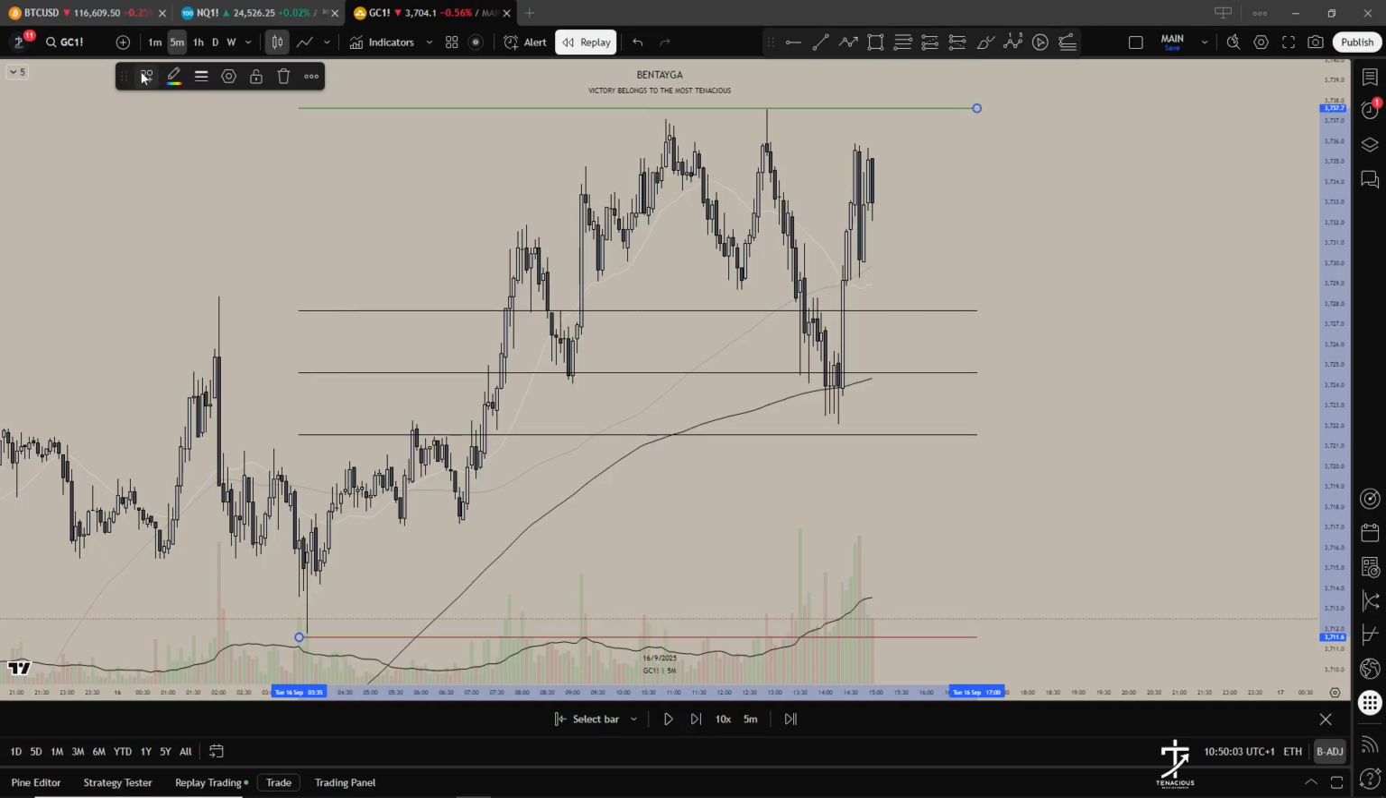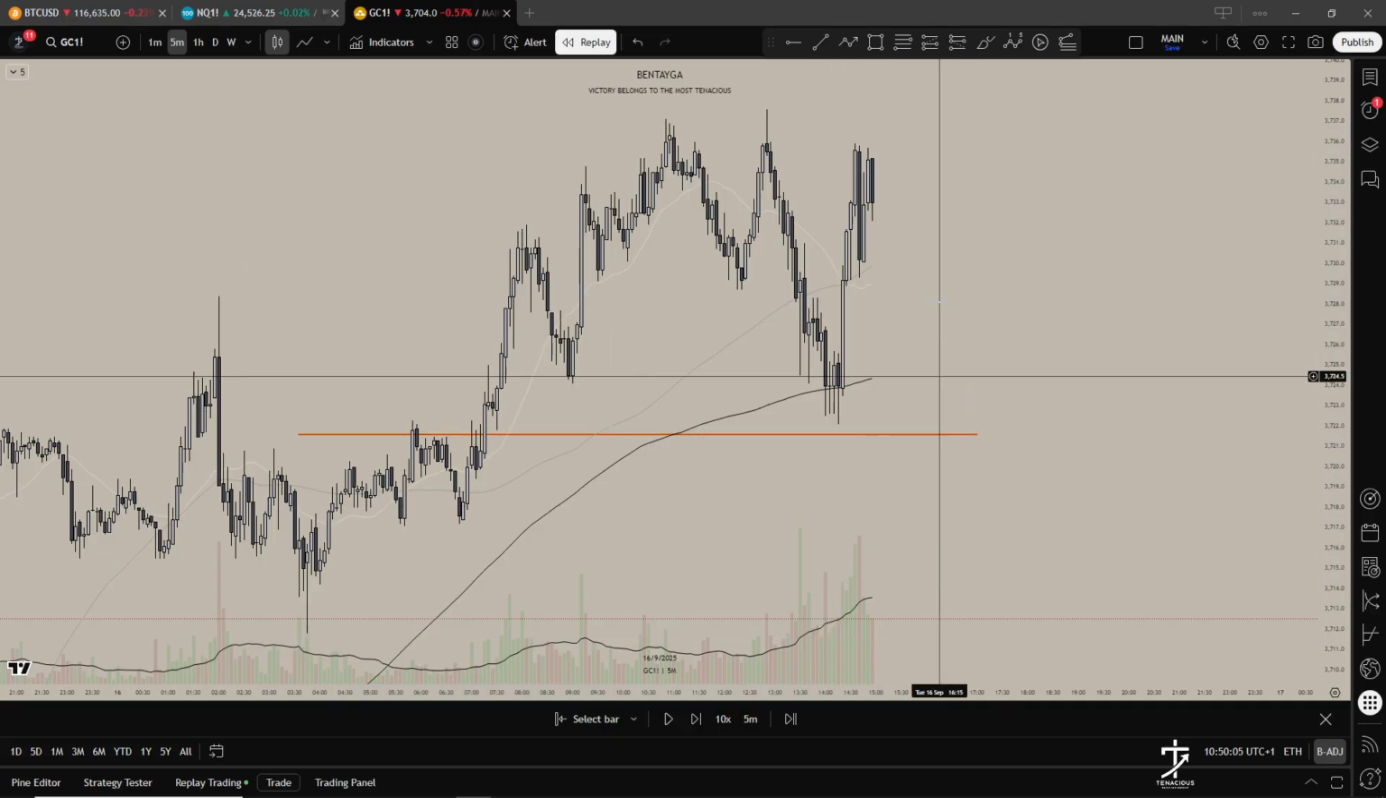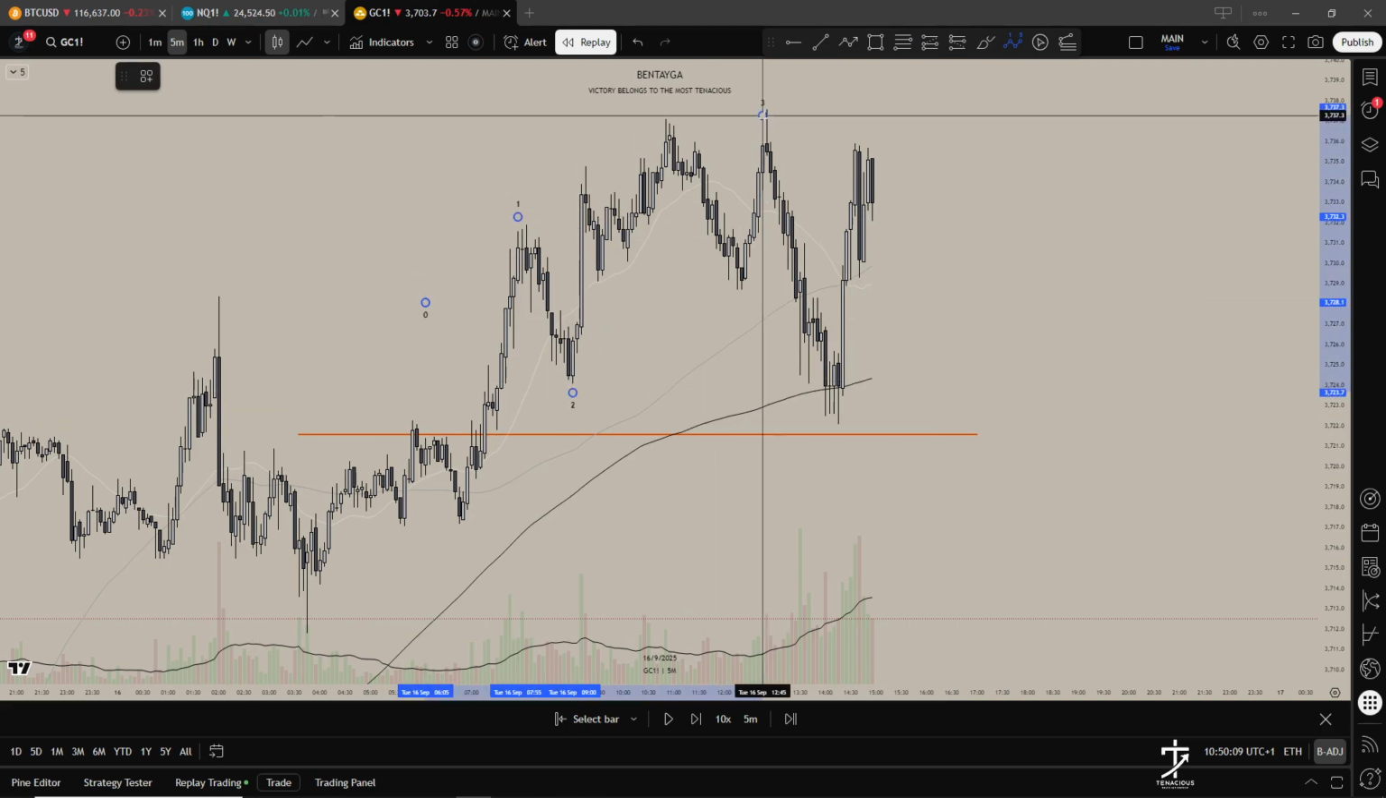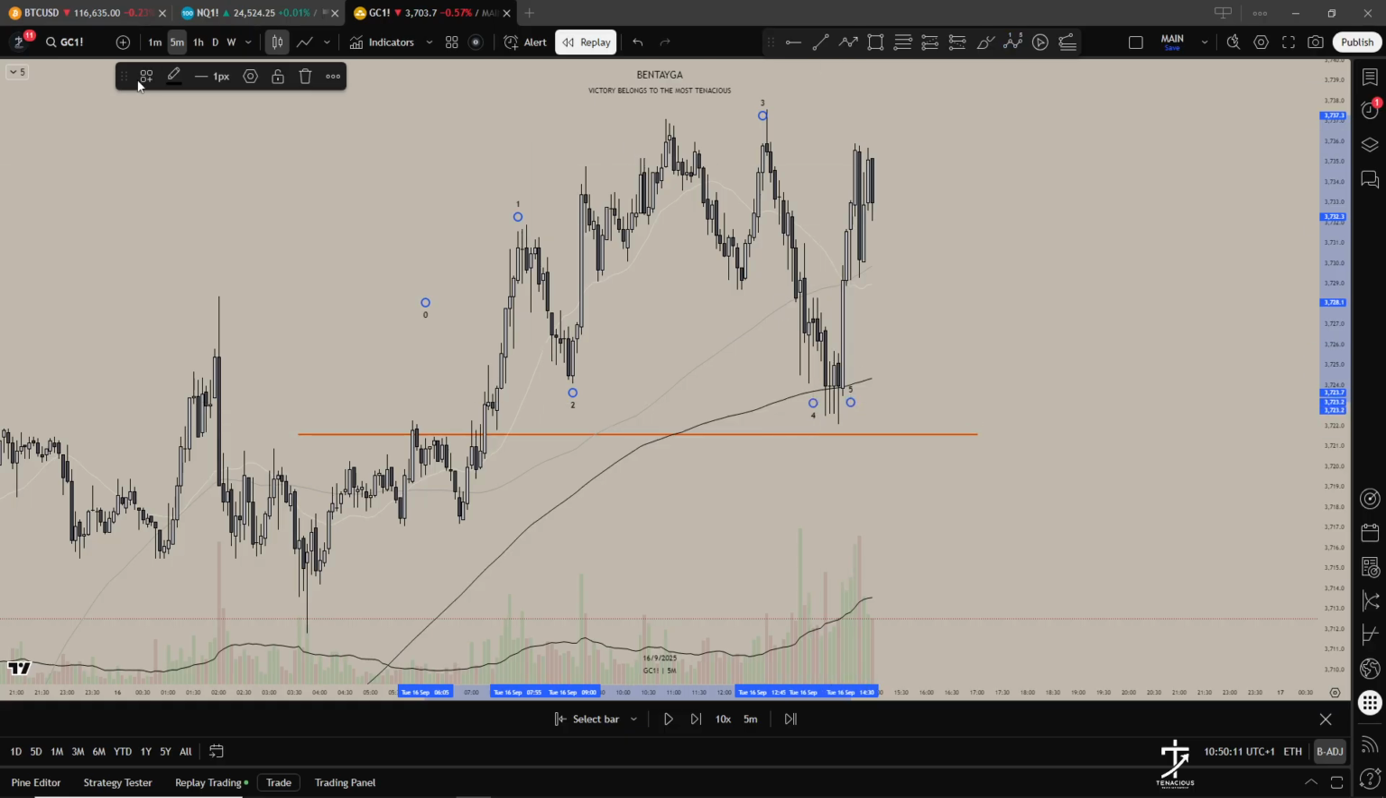We don't quite tap the 618. However, we do have SBS. 1, 2, 3, 4, 5. Price played around with the 200 SMA. We kind of reacted off it nicely, and obviously you can see how price has now shot up.